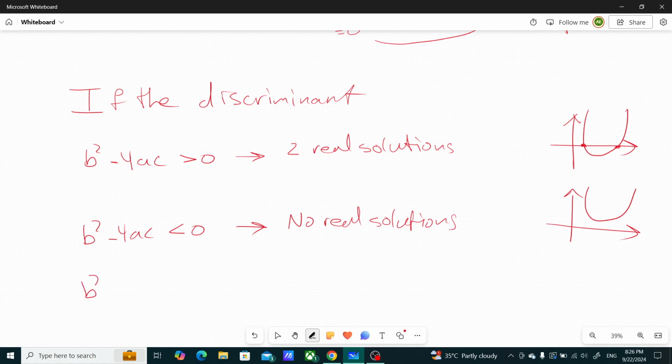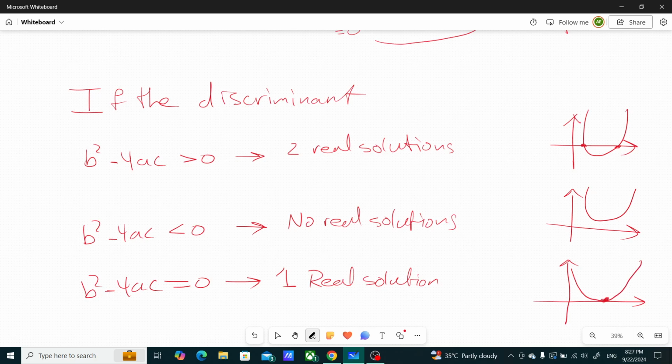And the third option is if I have b squared minus 4ac exactly equals 0, then I have one real solution, and it's going to be something like, redraw it, it will be something like this. So only one real solution. And this x of the real solution is also going to be the vertex at the same time.